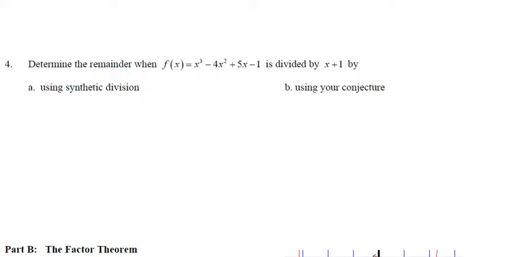Determine the remainder when x cubed minus 4x squared plus 5x minus 1 is divided by x plus 1 by using synthetic division. You want to do long, just attach a piece of paper to it with all your divisions on it.